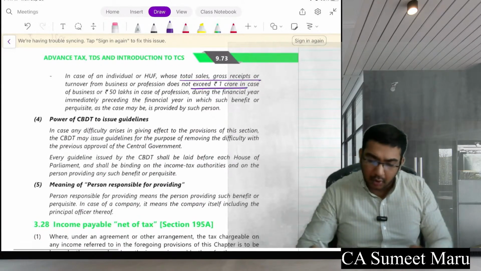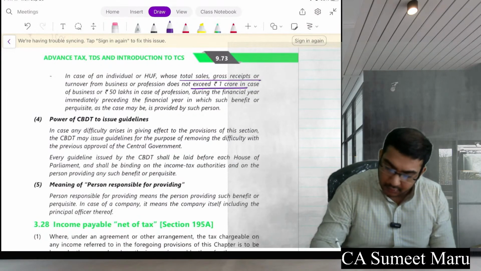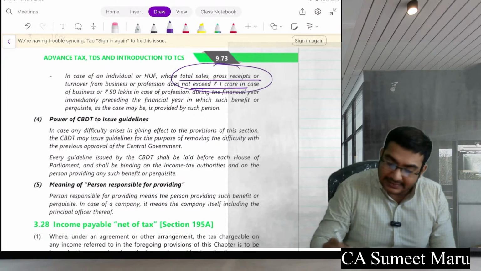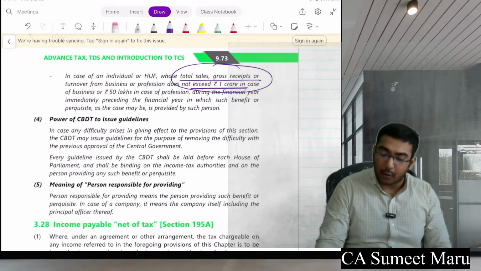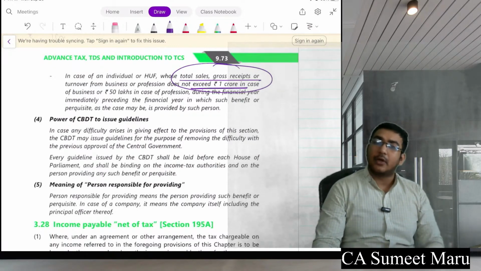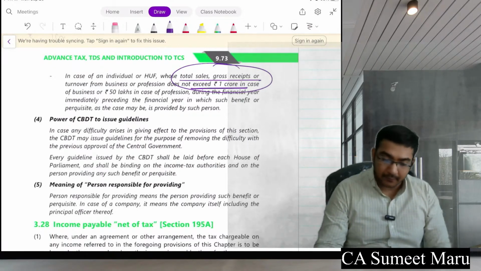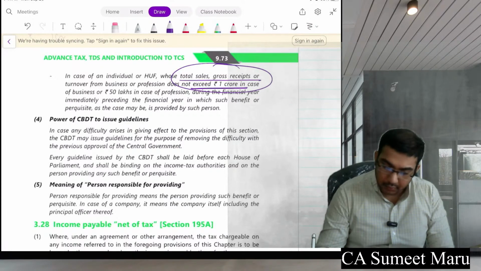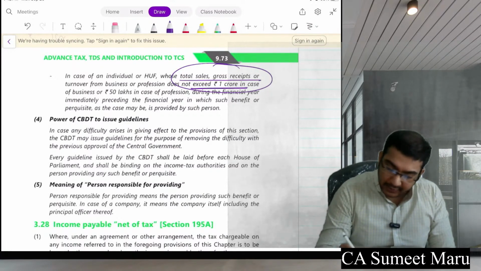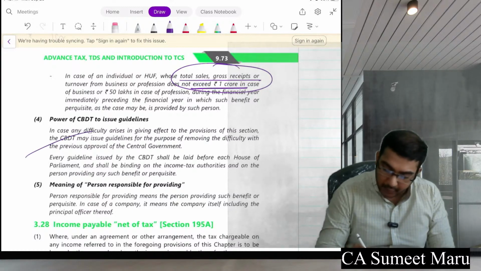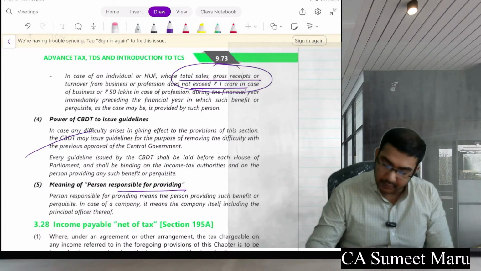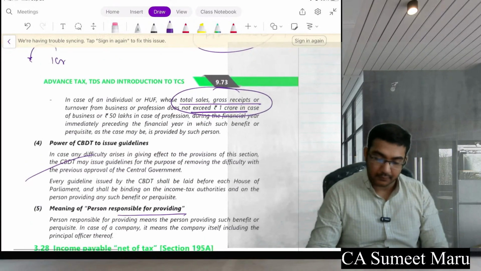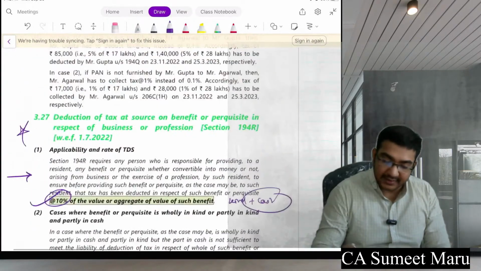And this turnover you will check of the last year. There is nothing like that, Hriday, it's not applicable only for the person to whom audit is applicable. It is also applicable to whom audit is applicable. Okay. In case any difficulty arises, the person responsible for providing will be liable. Okay, so this is what this section means.